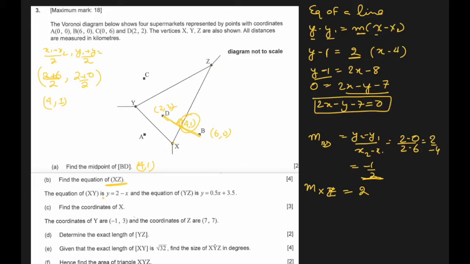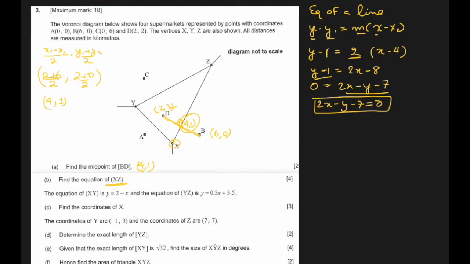The equation of XY is given here, okay, and the equation of YZ is also given. All right, so they have not asked us, they have given this and saved our time. Find the coordinates of X. This point X is common between XY and XZ, isn't it? That means this is the point of intersection of the two. So we will see.